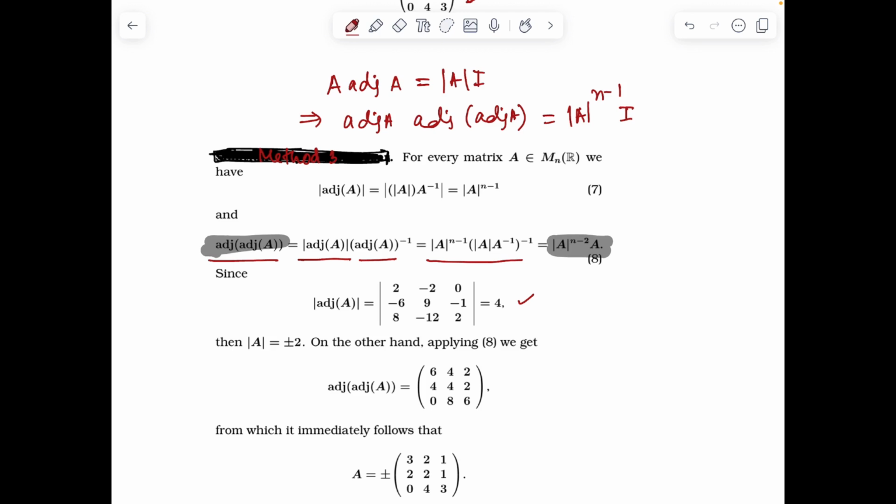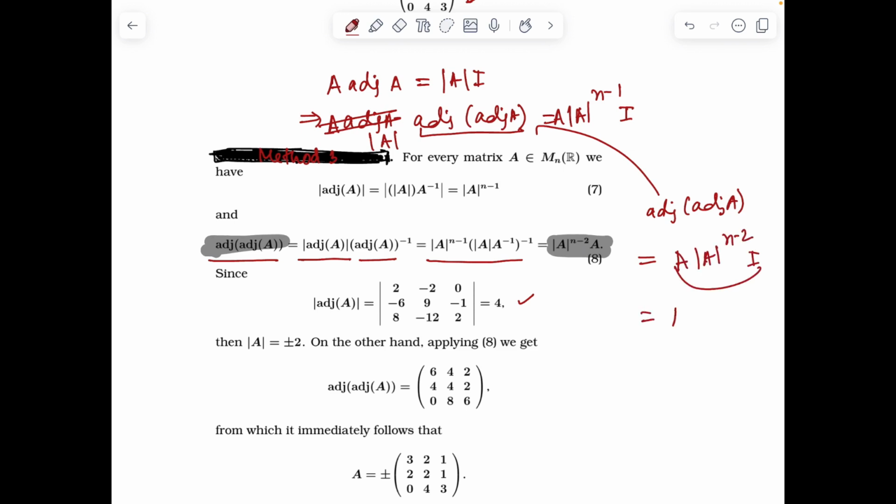Now we can pre-multiply with A on both sides. So we'll get A times adjoint of A, that will give you determinant of A times I, multiply with this matrix, it remains the same. So finally we got adjoint of A equals A times determinant of A to the power n minus 2 times I. Of course, in this step I'm allowed to go from there, if determinant of A is non-zero, it means the matrix is invertible.